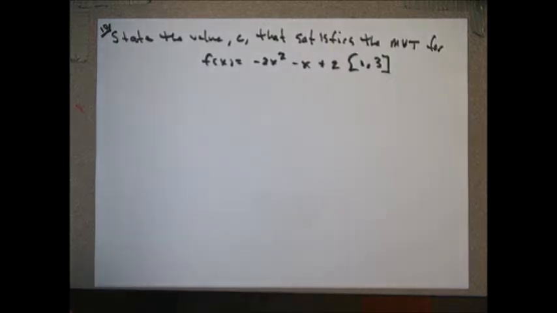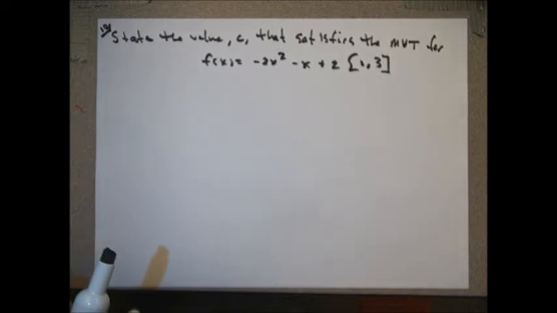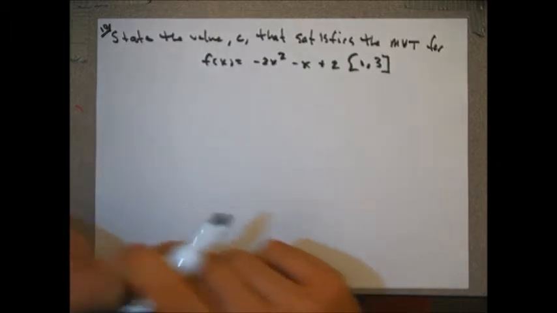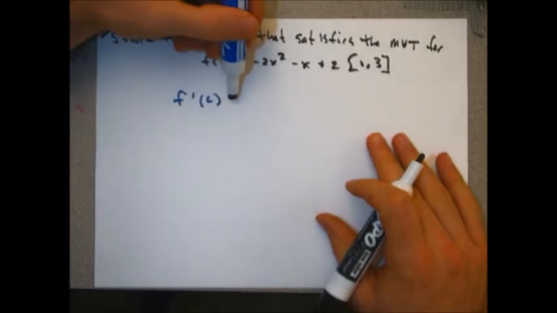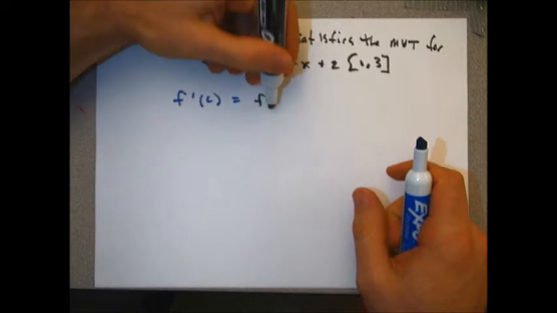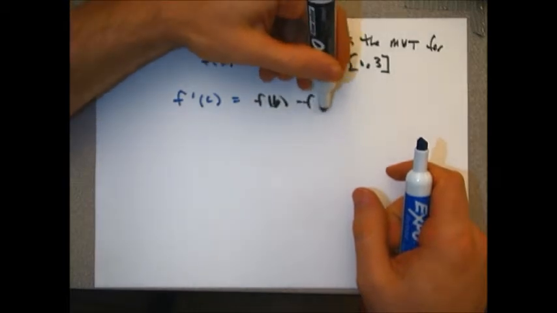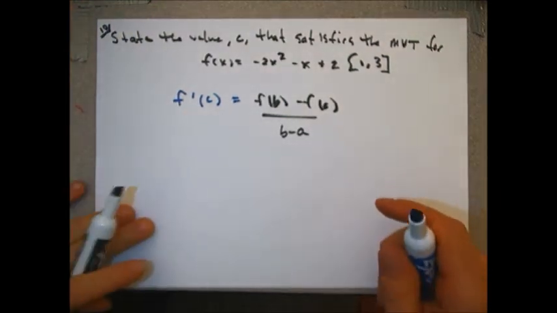Number 10 says state the value c that satisfies the mean value theorem for, and they give us a function. So the first thing we need to do is know what the mean value theorem says, and it says that f prime of c is equal to f of b minus f of a all over b minus a. So what does this actually mean translated?